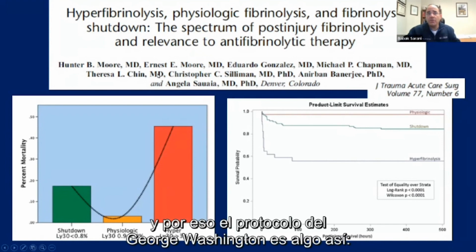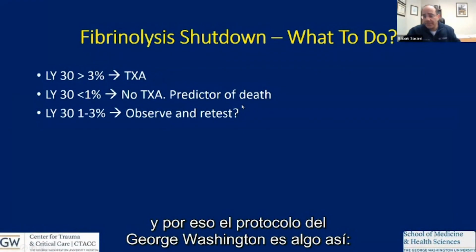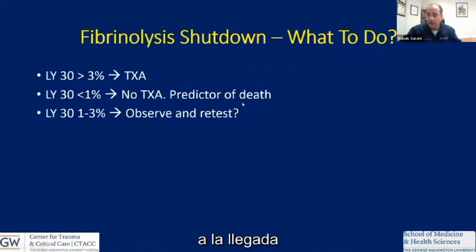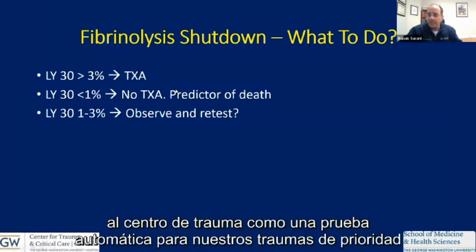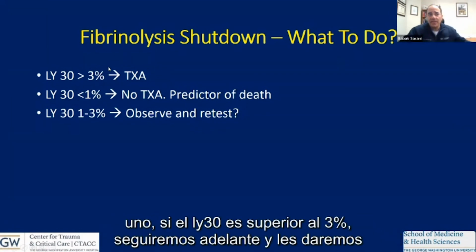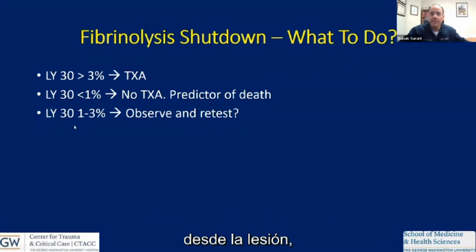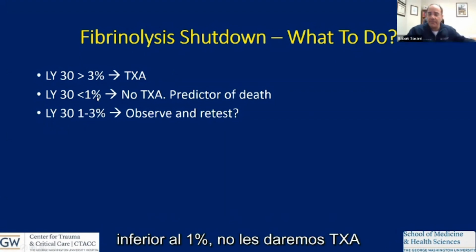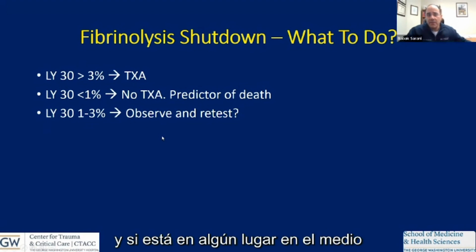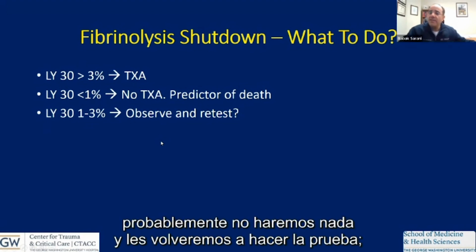And so the protocol at George Washington is something like this. We will get a TEG on arrival to the trauma center as an automatic test for our priority 1 traumas. If the LY30 is more than about 3%, we will go ahead and give them tranexamic acid, regardless of the amount of time that's gone by from injury. If the LY30 is less than about 1%, we will not give them TXA. And if it's somewhere in the middle, we'll probably just do nothing and retest them.